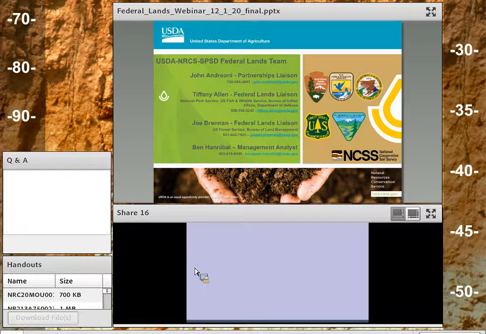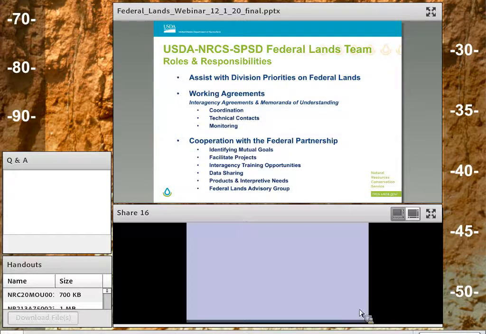I wanted to mention as well that the liaison role is kind of a collateral duty for all of us, as John mentioned. So we bring the perspective of the field from Tiffany and the regional level from myself to our roles as liaison. And we also hope to bring some additional folks into these roles as well from the field. So that's who we are.